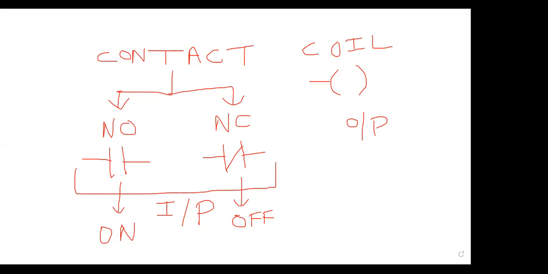Okay, further I shall send you. So this you understand: NO, NC, coil. NO we have to use when we have to switch on something. NC we have to use when we have to switch off something. Correct? Let me move on. I shall remove this. Now you come to the PLC.